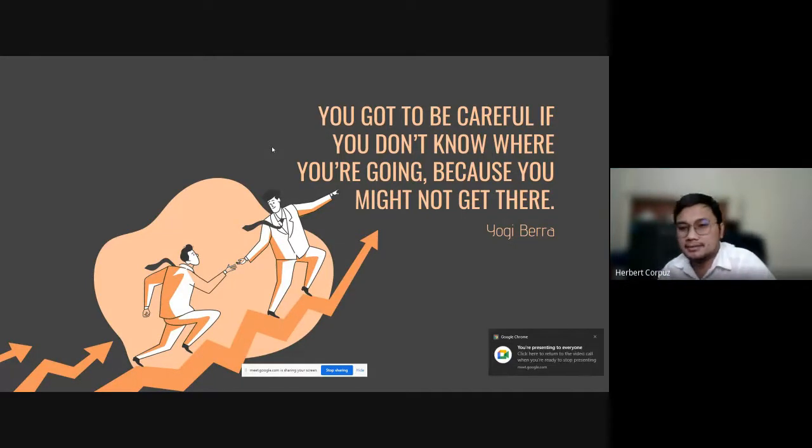Yogi Berra stated, you've got to be careful if you don't know where you're going, because you might not get there. That's true. Similarly, in the teaching and learning process, if we do not know where to go, then certainly the kind of teaching learning activities that we would be implementing inside our classes will not allow us to achieve what we intend our students to do or what we intend our students to demonstrate.